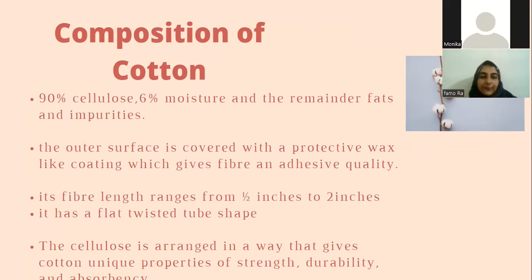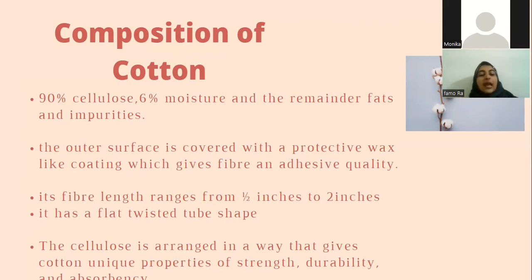Now about the composition of cotton, it is 90% cellulose, 6% moisture, and the remainder is fats and certain impurities. The outer surface is covered with a protective wax-like coating which gives it the adhesive quality. Adhesive quality means stickiness. When you have seen a cotton ball, it kind of sticks together. There is some stickiness to it, even though it doesn't feel sticky. When you pull it out and then keep it back together, it sticks very well. So that is the adhesive quality.